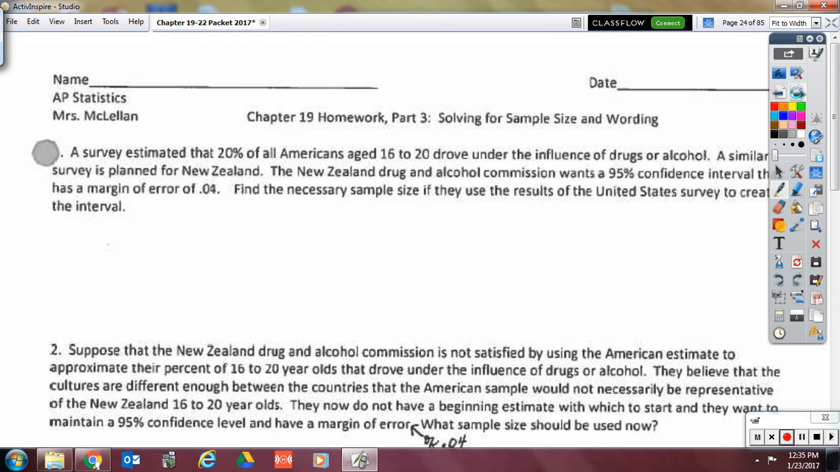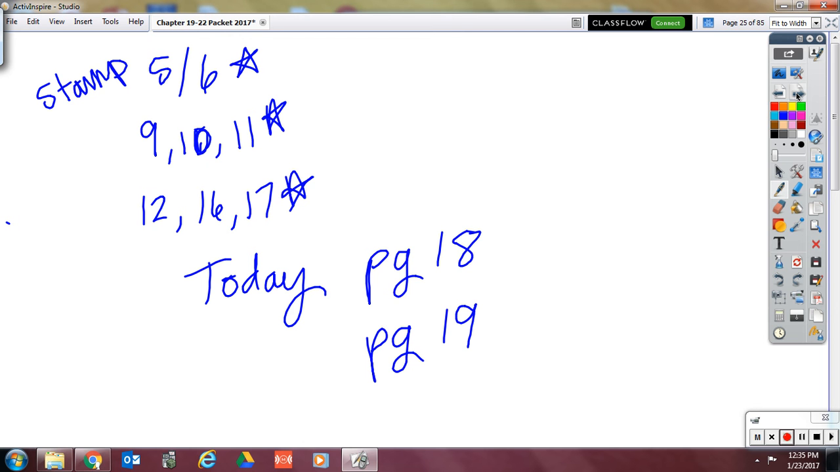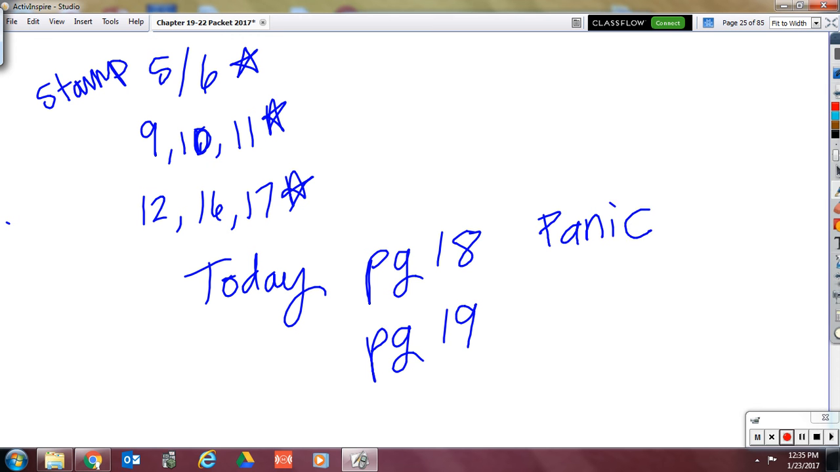And now I'm going to come around and stamp you on pages 5 and 6. That was one assignment you did. Pages 9, 10, and 11, that was the other assignment. And then this past weekend you did 12, 16, and 17. And then today you need to finish that panic model that's missing on page 18 and do the warm-up on page 19, and we'll go over all of that and quiz tomorrow.